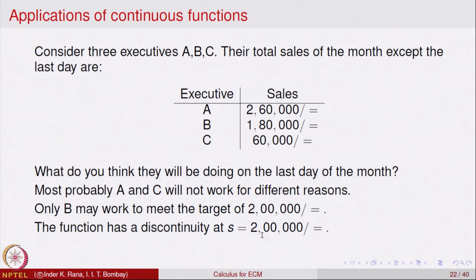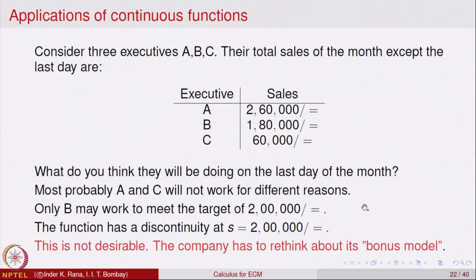This is happening because the function has a discontinuity at the point 2 lakh sales. So, it is highly suggested to the firm that they tweak their bonus formula somehow, so that this kind of scenario is avoided and everybody works. What they do is their choice. It is not desirable to have a discontinuity in the take home and the sales. The company has to rethink their bonus model.